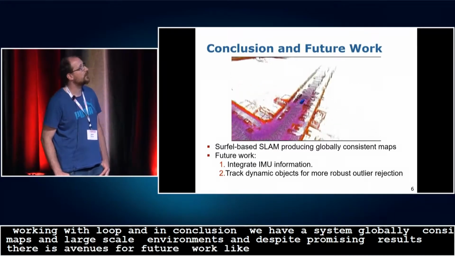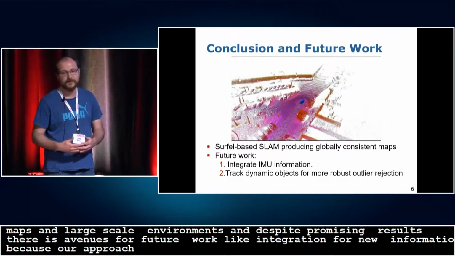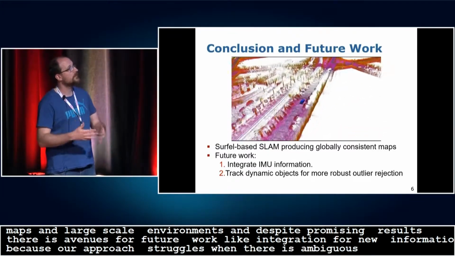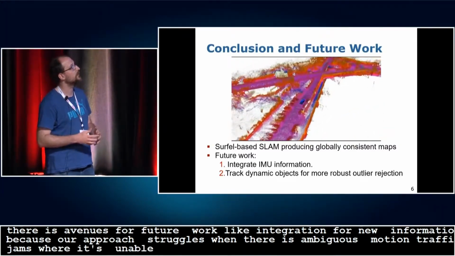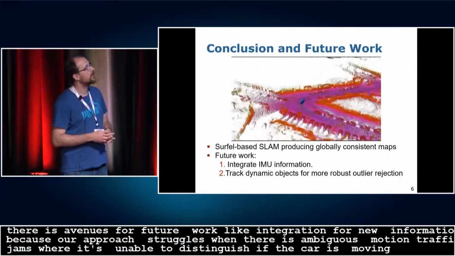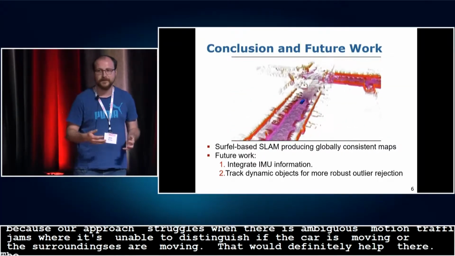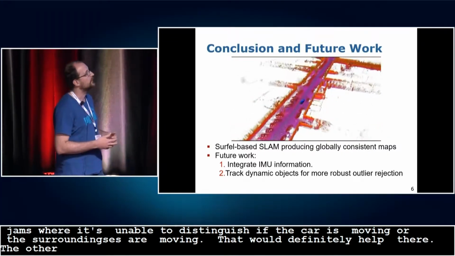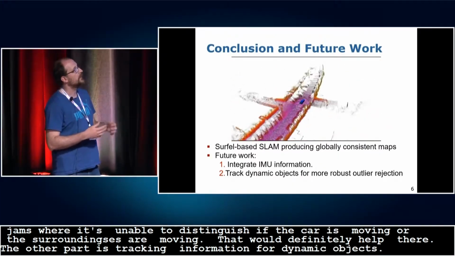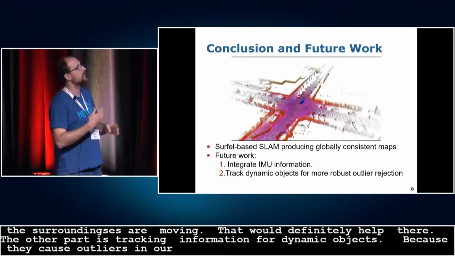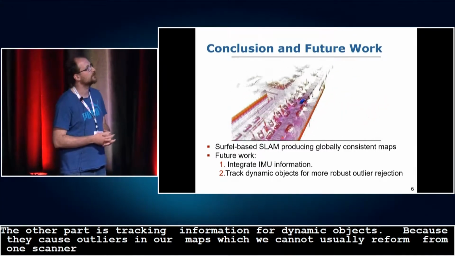our approach struggles when there's ambiguous motion, like in a dense traffic jam, where it's unable to distinguish if the car itself is moving or the surrounding is moving. So an IMU would definitely help there. The other part we want to investigate is to integrate tracking information for dynamic objects, because dynamic objects usually cause outliers in our maps, which we can usually not remove from just one scan or multiple scans, and therefore we would like to integrate the tracking information here.